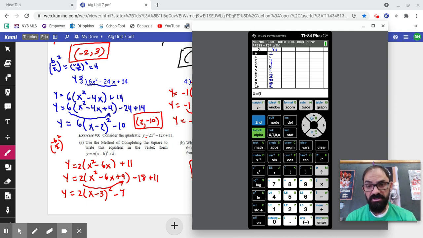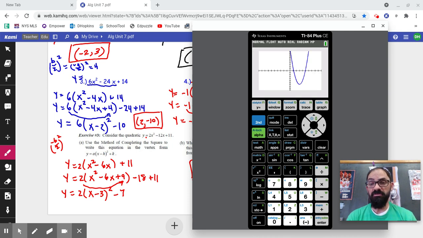Right here, you can see that negative 5 is on both sides, 1 is on both sides of that, 11 is on both sides of that. So 3, negative 7 is the turning point, or I could even go to the graph and notice that the turning point is 3, negative 7. So there it is. So you can just show that on your paper.